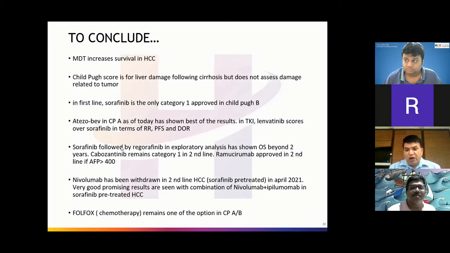Nivolumab has been withdrawn in the second line HCC, sorafenib pre-treated, in April 2021. I don't agree with that because I have got a good response based on the literature. There are very promising results seen with the combination of Nivo-ipi in sorafenib pre-treated HCC. Please keep that in mind in patients who can afford. Those who respond are going to do very well. FOLFOX remains one of the options.